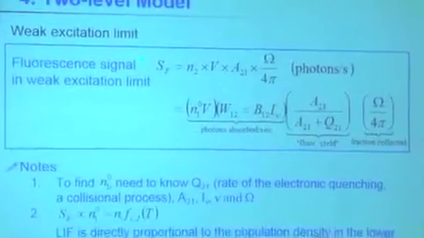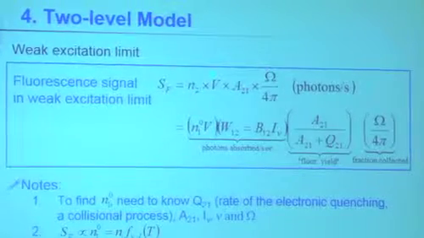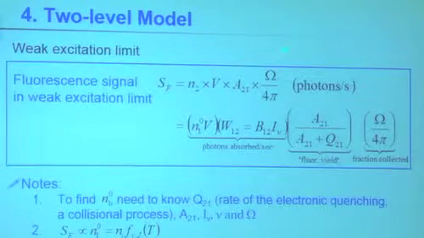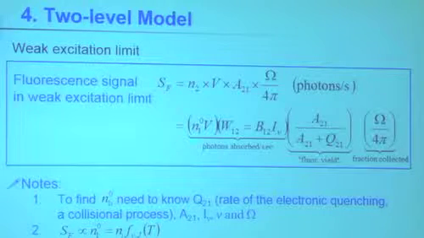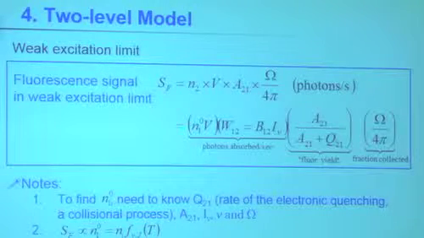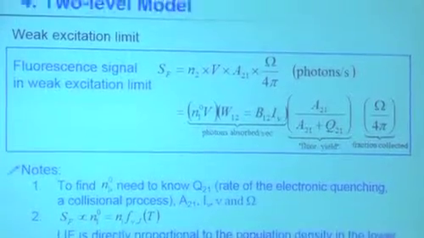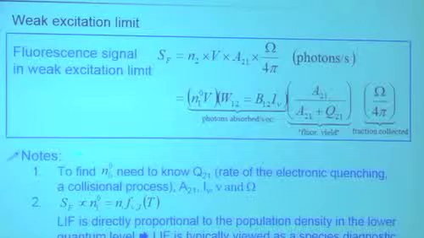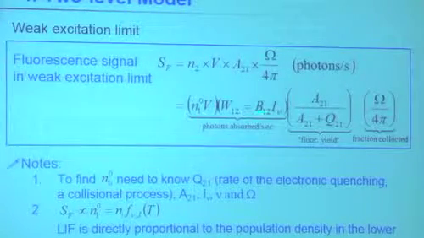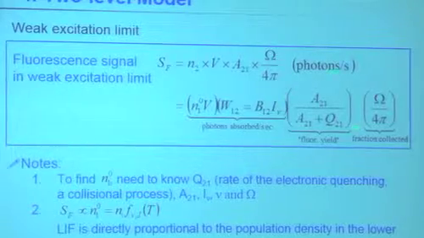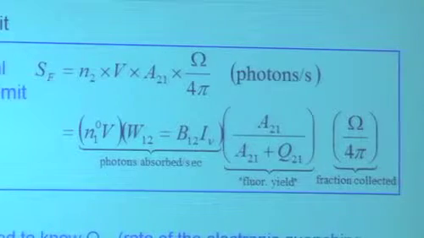Here's our signal, back again, photons per second: number density times the volume times A times omega over 4 pi. Now I'm going to insert my answer for N2, which is N1 here, times W12 divided by A plus Q. So I've rearranged the terms because I like this format. This says that the signal is the photons absorbed per second times the fraction that re-emit times the fraction you collect. So it's just a product of terms.